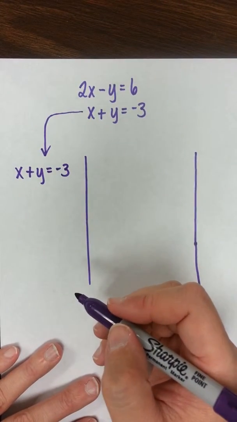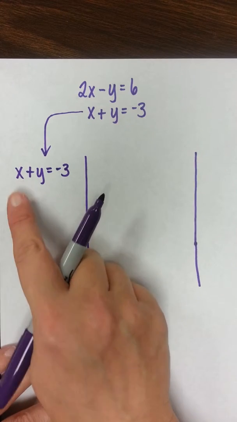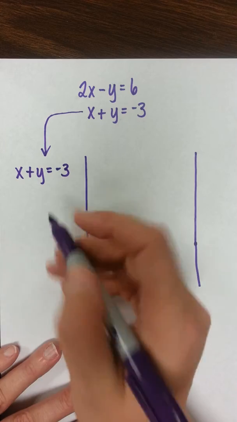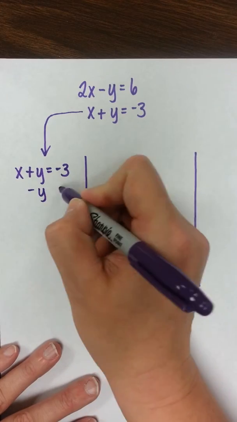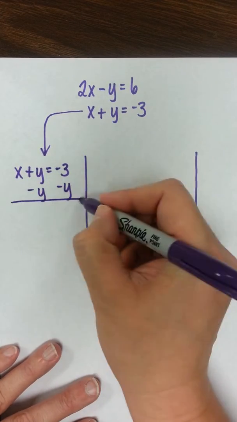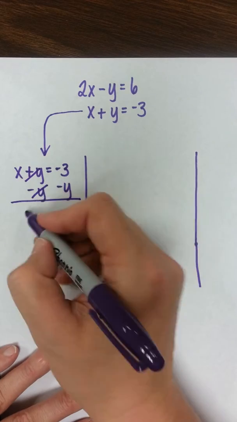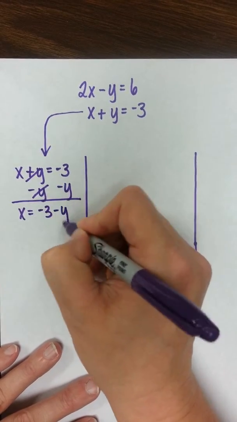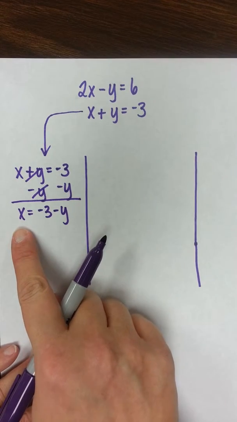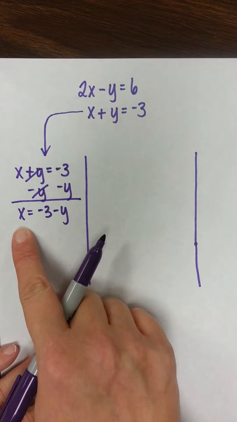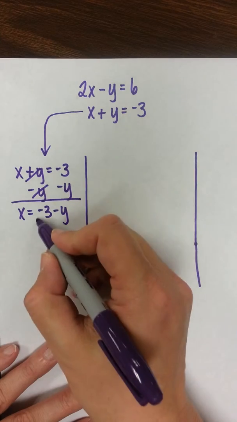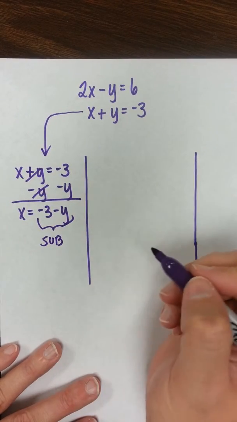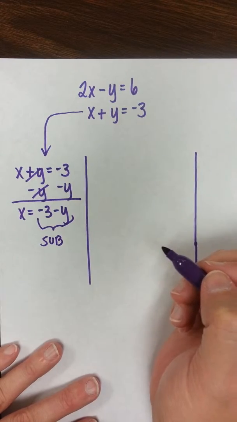For this one, I'm going to substitute in for x, so I need to solve for x. So I need to get rid of this plus y. I would get rid of plus y by subtracting y. That leaves me x equals negative 3 minus y. Now that I have x on a side by itself where it's positive, I know what its sub is. So x's sub is negative 3 minus y.